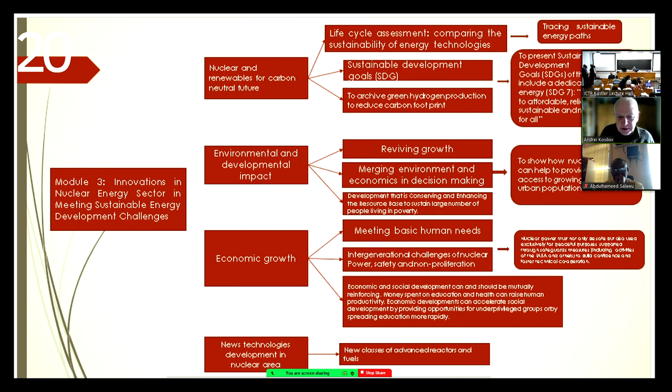Then these are my comments: I expect a little bit more on new technology development in the nuclear area, and more specifically, analysis of how different technologies can help in meeting challenges for development of the nuclear energy sector in the world. Thank you very much, Professor Kasilov. I'm happy that you reached some understanding on how to proceed.